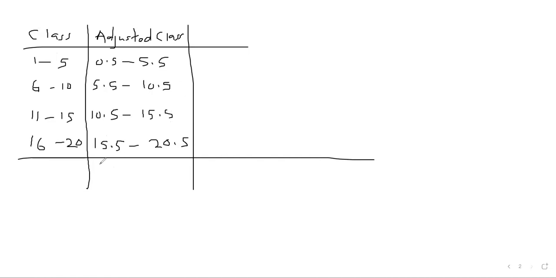This also justifies our width. We can only subtract and add like this if the classes are adjusted. So the width is still 5, because 5.5 minus 0.5 is still 5. But if it's not adjusted and you subtract 5 minus 1, your width is wrong. So use an adjusted width.